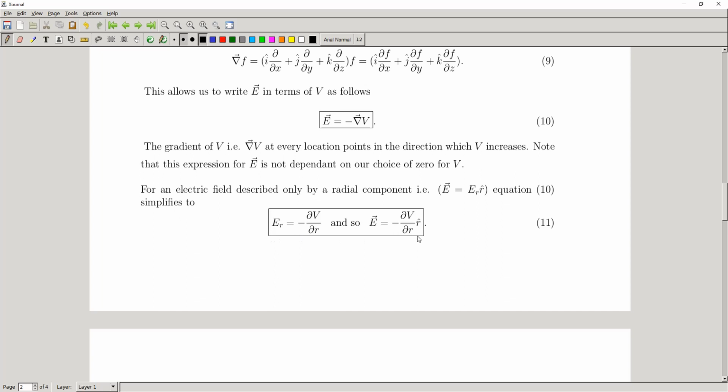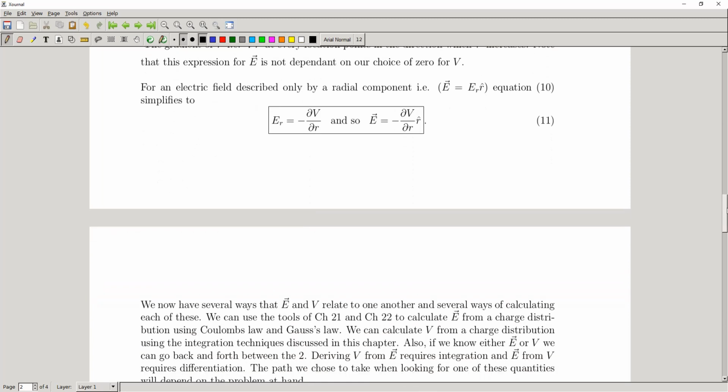So let's remember this. If we're dealing with an electric field that has radial dependence, if it's written in terms of a radial component, we can get our electric field from our potential function V, written this way.